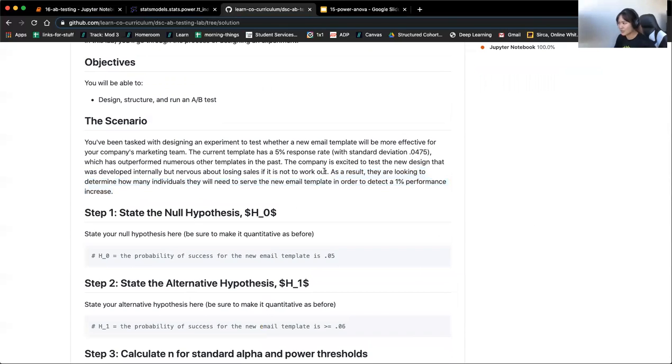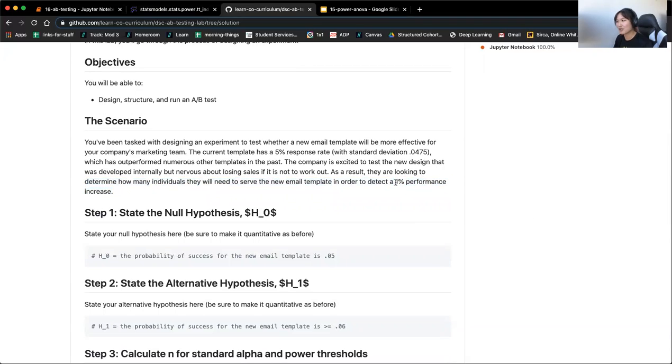Your constraints are a little bit different. Here we are constrained by our alpha. We're constrained by our, actually no, the constraints are the same, what am I saying? You're solving for the sample size because you're determining how many individuals you need to serve the new email template to detect this effect size.